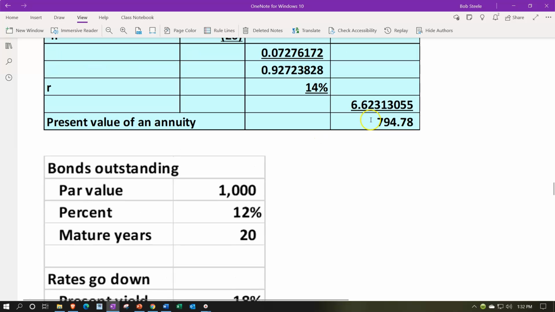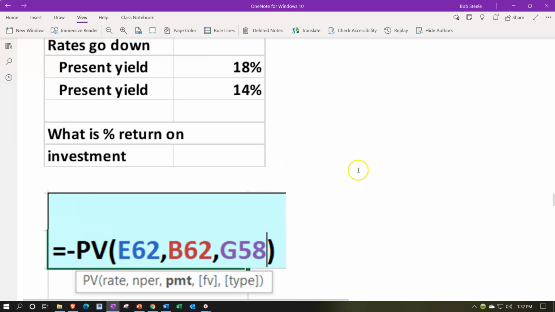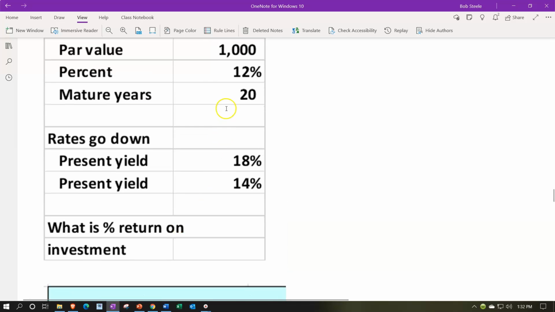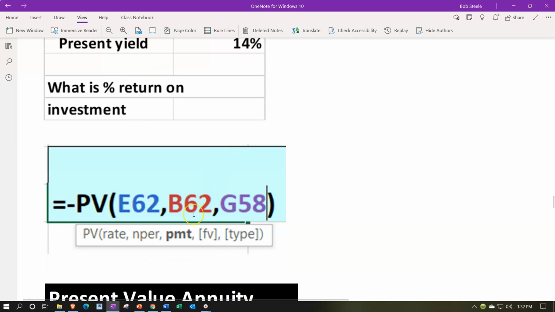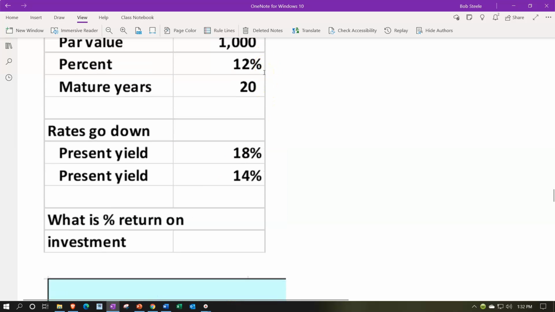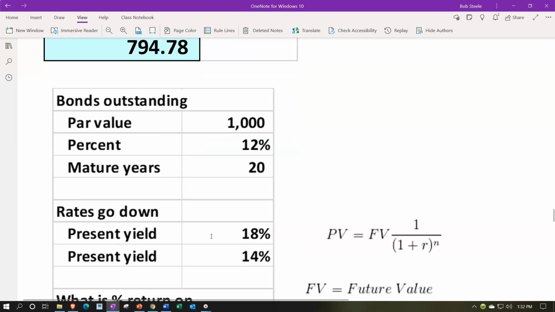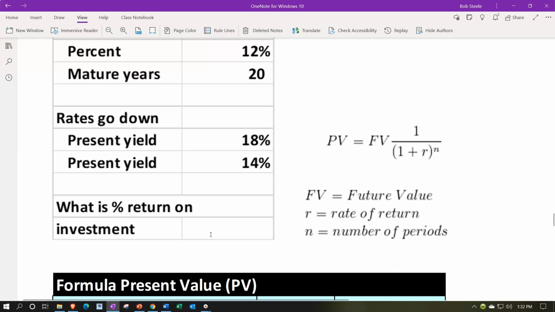Before we do, however, let's calculate this again using Excel this time, the easy way. Rate, the new rate, 14%. Number of periods would then be 20 still. That stays the same. Payment is going to be the 1,000 times the 12%. That gives us 794.78. The easy way, the magic way, the Excel way.